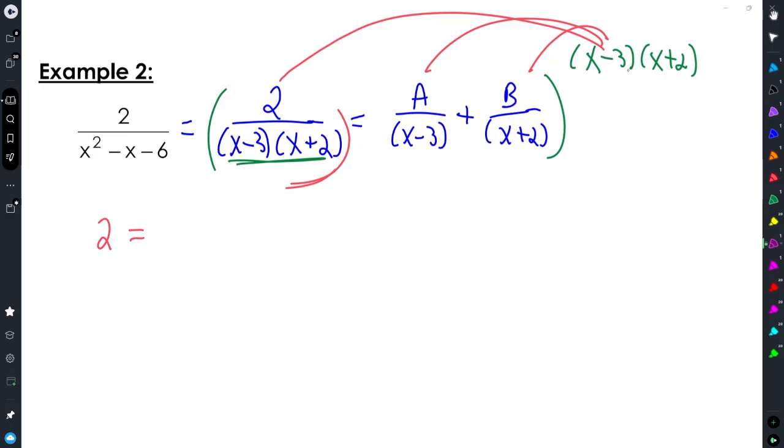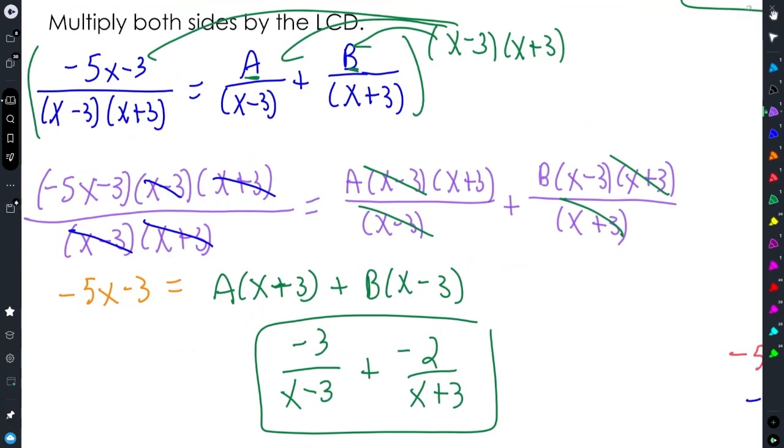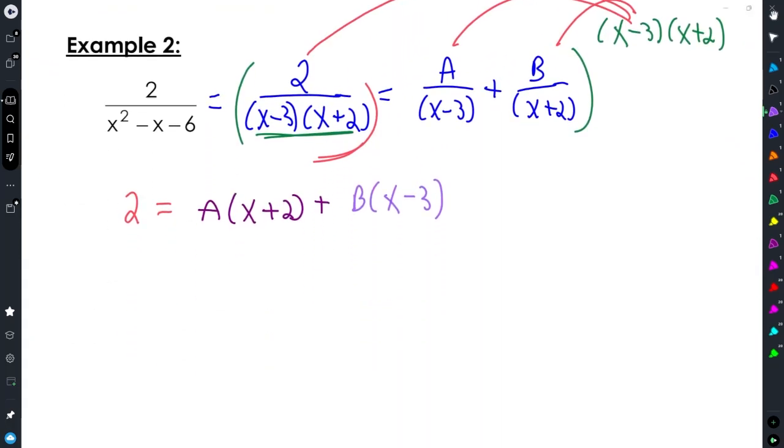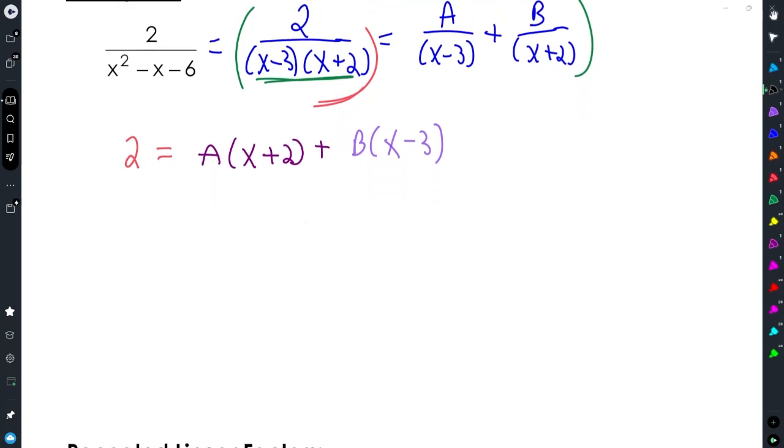Then when I distribute the x minus 3 and x plus 2 to the A fraction, the x minus 3 and the x minus 3 are going to cancel, and I'm going to be left with A times x plus 2. Plus, when I now distribute this to the B fraction, the x plus 2's will cancel, and we're going to be left with B times x minus 3. So that just saved all the canceling out. What we did right here, we saved that step. Now we can go to our convenient values of x.